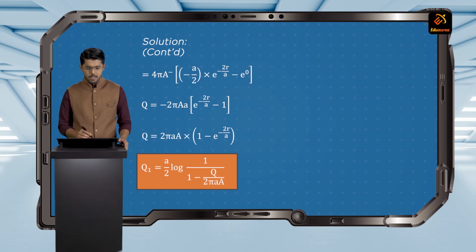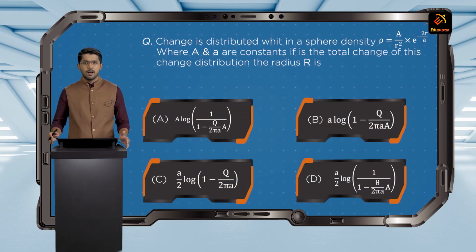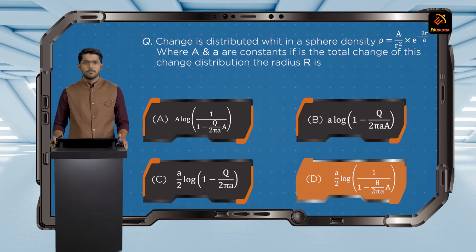So from this, you can easily find out the value for capital R, which comes out to be a by 2 into log of 1 upon 1 minus capital Q by 2 pi a capital A. And if you check your options, option D is the correct answer to this question. Let's go ahead and see the next question.